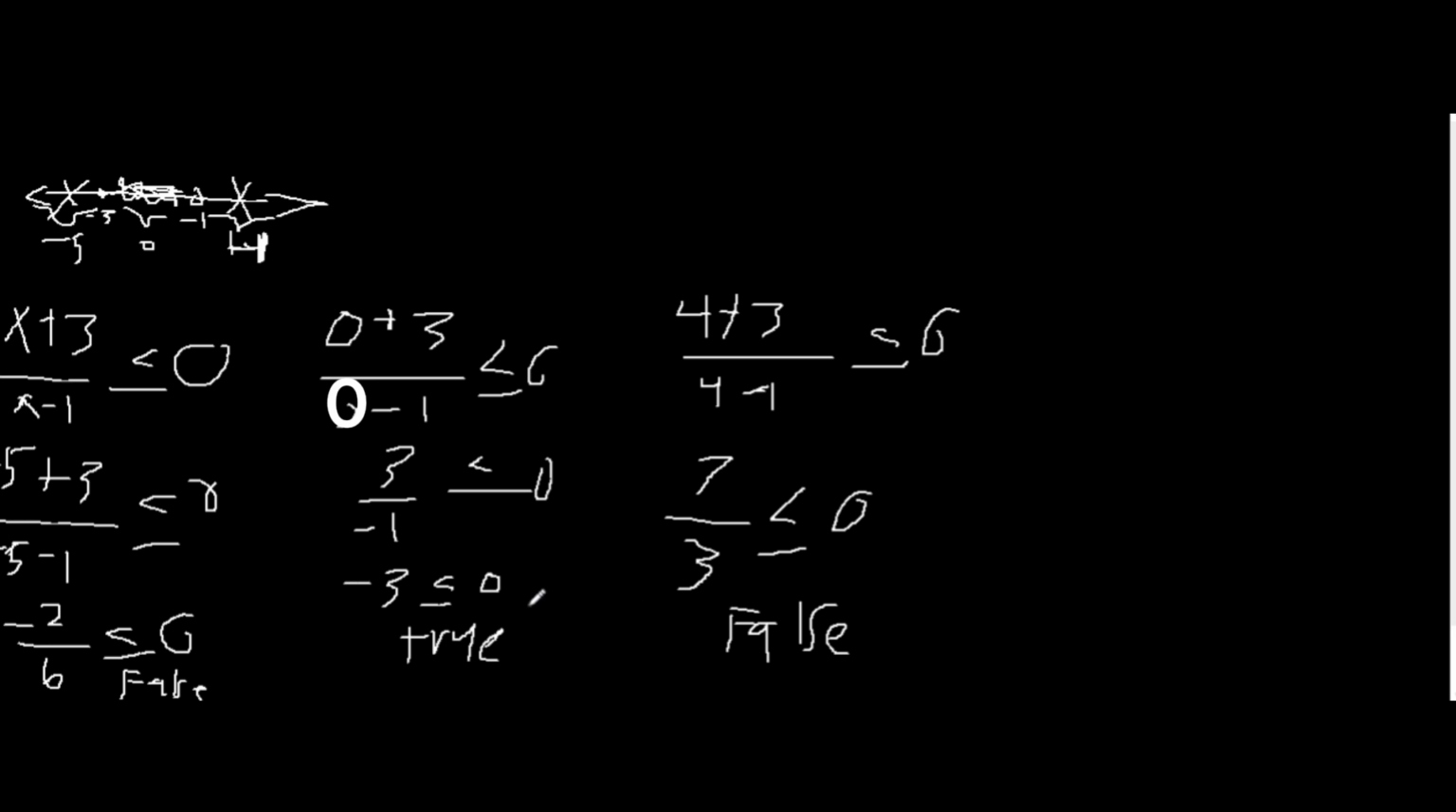So meaning our answer will be between -3 and 1. On the -3, we will put a square bracket because it's included. And for the 1, we will put a parenthesis because it's not included. So this will be our final answer.